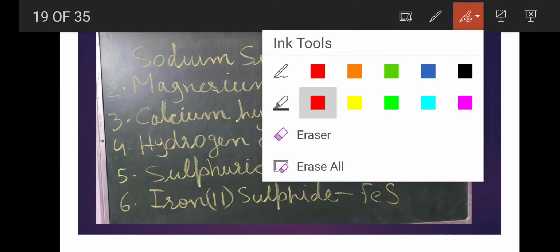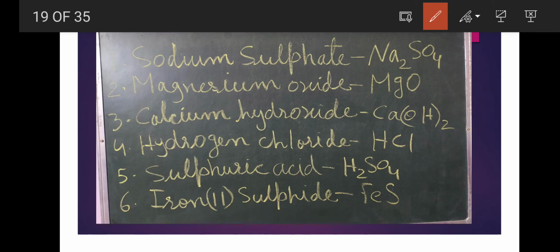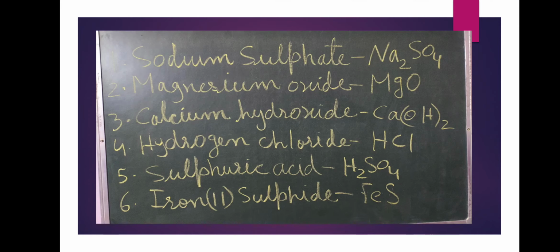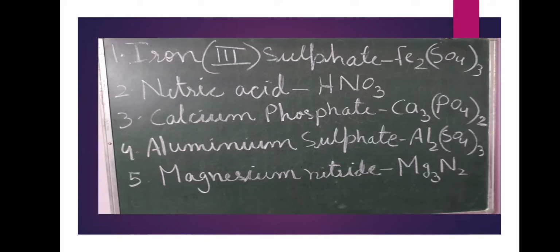Here it is. I've done it here. Sodium sulfate Na2SO4. Clear? Then magnesium oxide MgO, calcium hydroxide Ca(OH)2, hydrogen chloride HCl, sulfuric acid H2SO4, iron sulfide FeS. Next is iron sulfate Fe2(SO4)3.